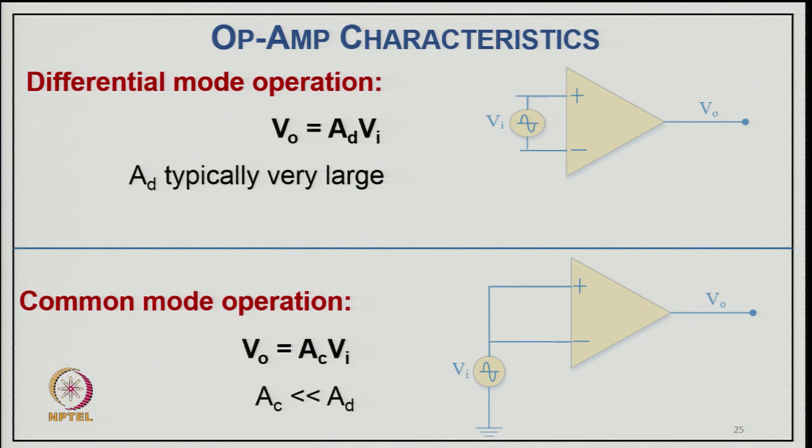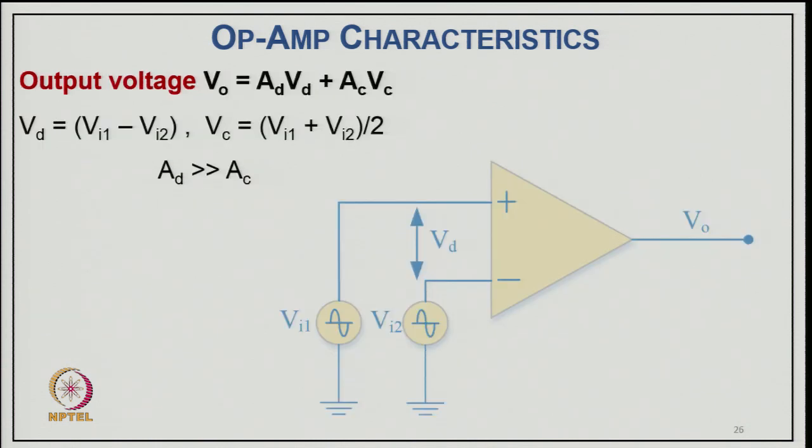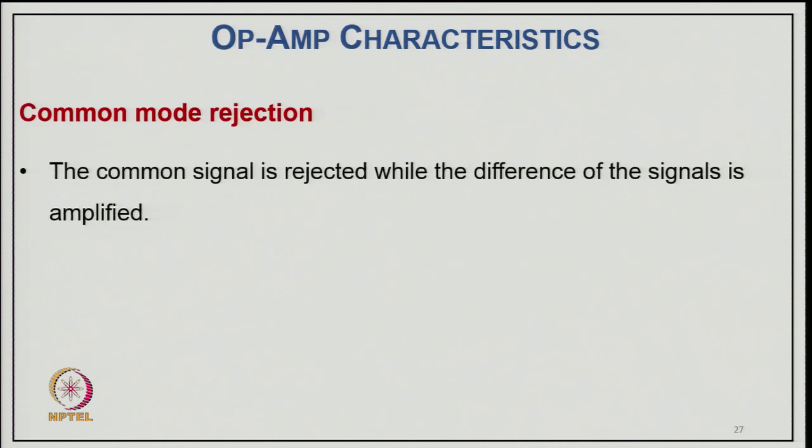So, the difference is in how the signals are forwarded across the two inputs. Now you can say the output Vo is Ad Vd plus Ac Vc, where Vd is the difference of both, Vi1 minus Vi2, and Vc is (Vi1 plus Vi2) by 2. Ad is much, much larger than Ac, because the added signal divided by 2 is not amplified much, so that gain should be quite small.